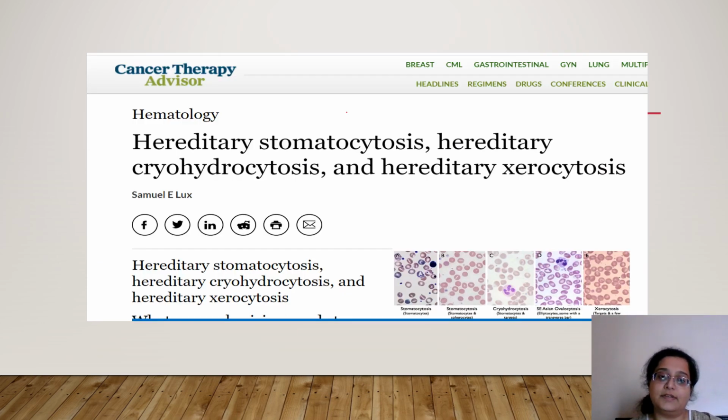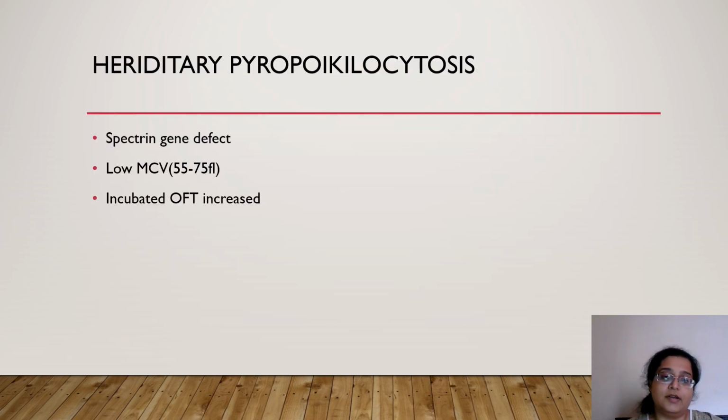This is a good paper. This paper had the image, so you can read this for further clarification. Pyropoikilocytosis, the word means like a flame: pyro means flame shaped, poikilo means various shapes. In this kind of a smear, you will get all shapes and sizes of cells, and this can occur in extreme hemolysis, be it in thalassemia or some other hemolytic anemia, but the hemolysis is extreme. Sometimes even burn patients might show this kind of a picture.